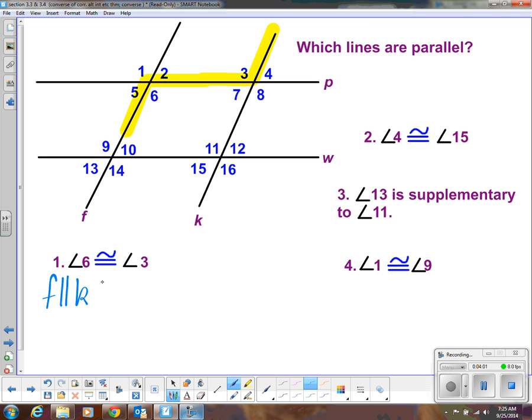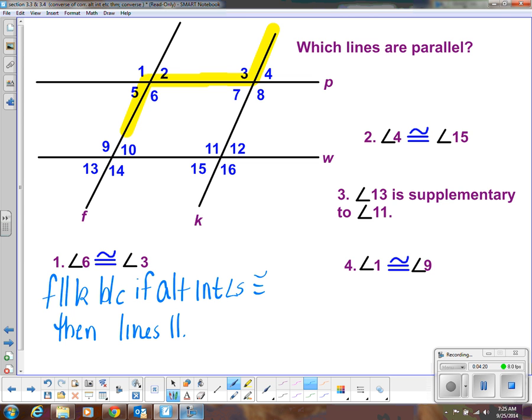And why? What type of angles are they? 6 and 3. Yes. Look. Okay, they form the Z. If alternate interior angles congruent, then lines parallel.